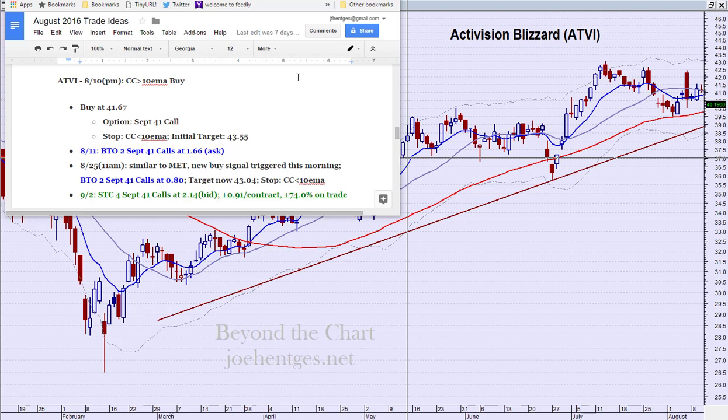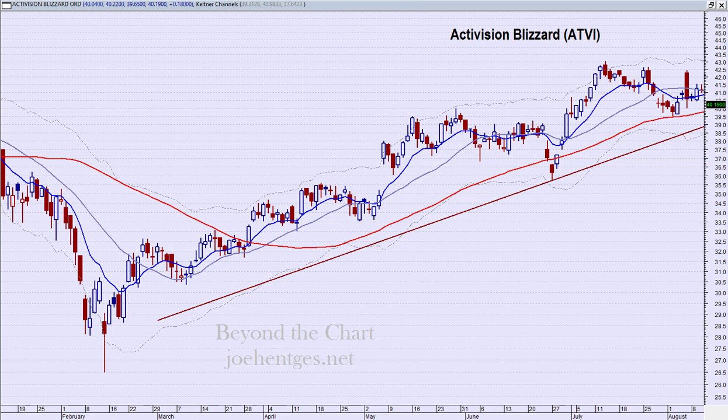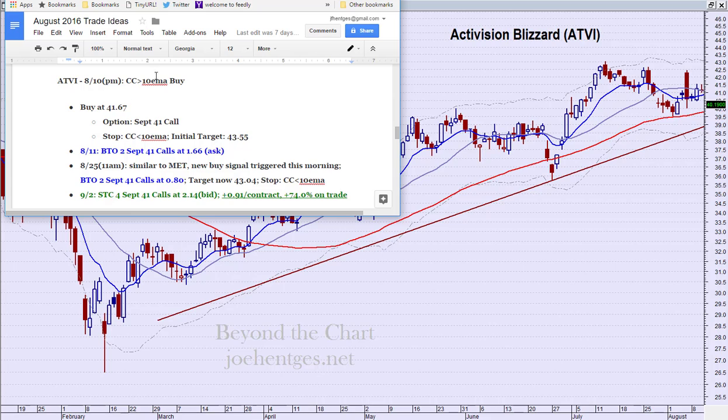Okay, so let's start off here and take a look at this. This is exactly how I put it on my trade ideas page for my insider members. This was on Activision, the evening of August 2nd. I saw this setup: consecutive close greater than 10 EMA buy.